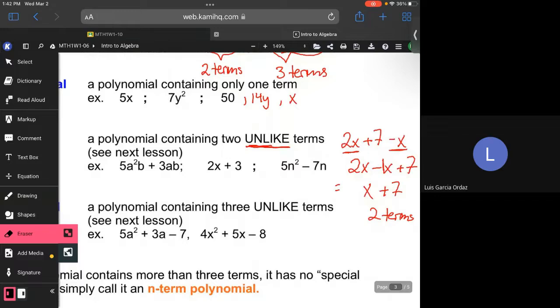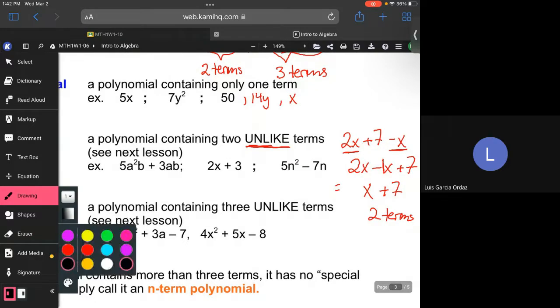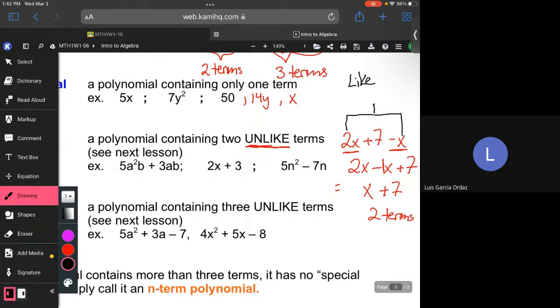So these guys right here, I'm going to write it out. This is language that we're going to learn in a couple of days. These things, 2x and negative x, are called like terms. Because what do they have similar, Ethan? x. Yeah, that's why they're called like terms.